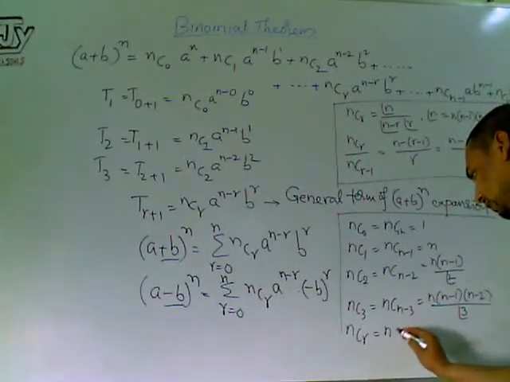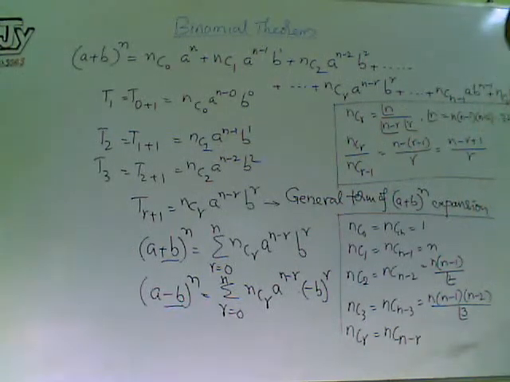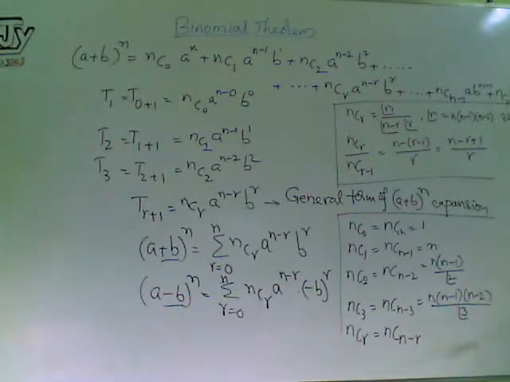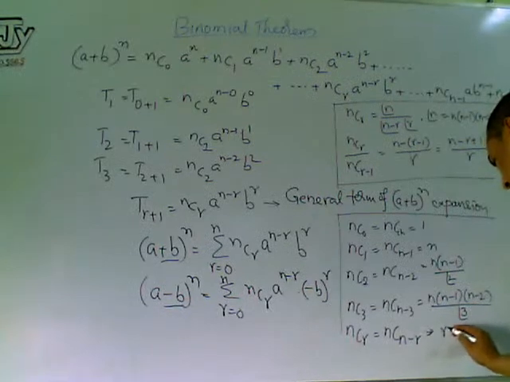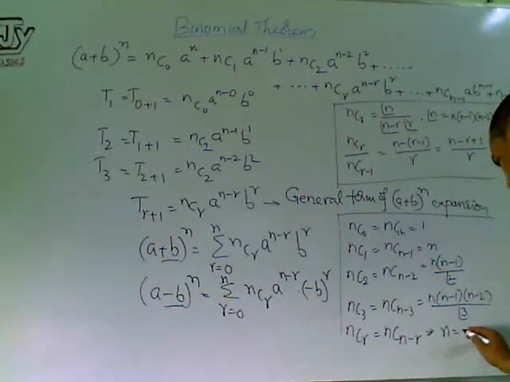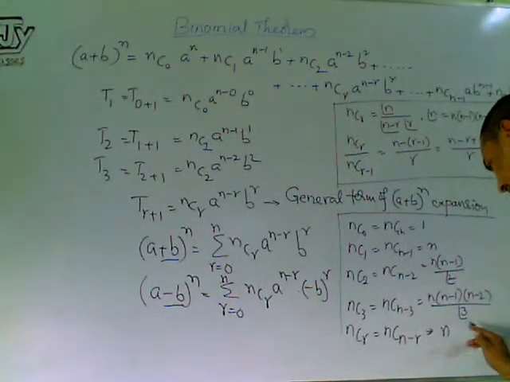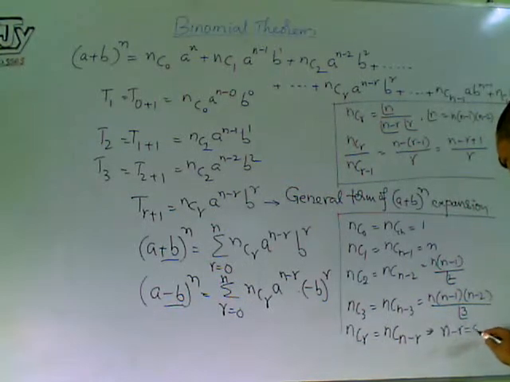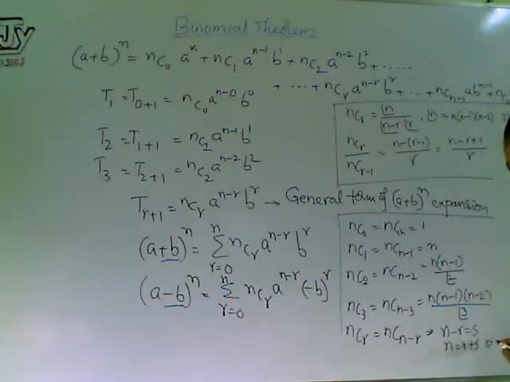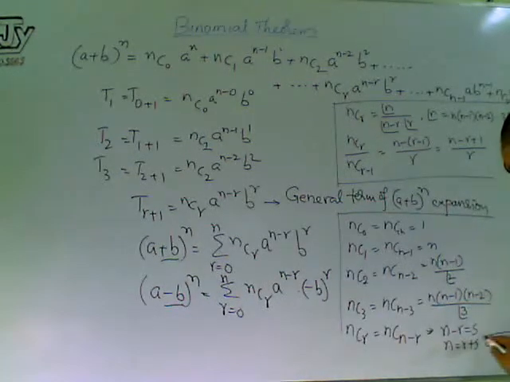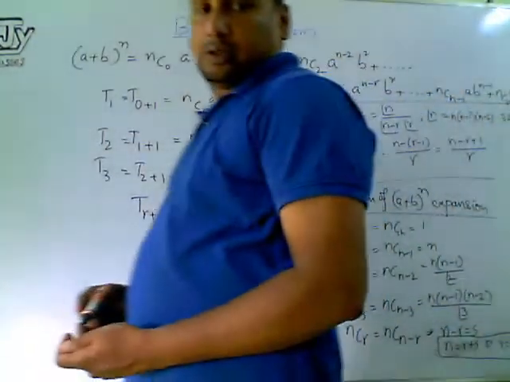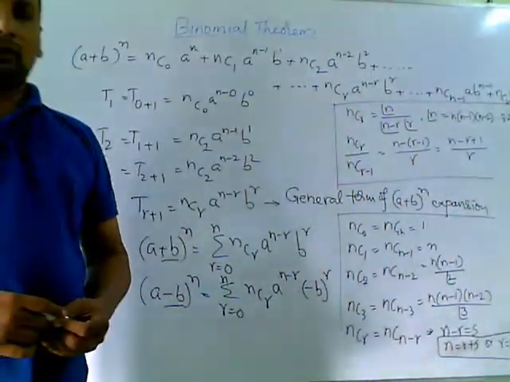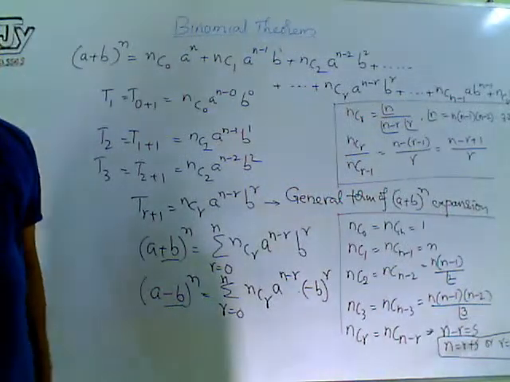And also we discussed nCr is equal to nC(n minus r). This means let n minus r is equal to s. Then n is equal to r plus s, r is equal to s. This is very important result. Okay. So these are the things what we discussed earlier. Complete all of you.